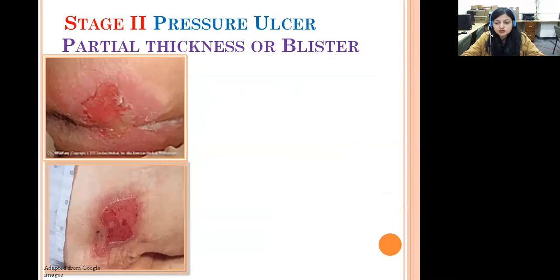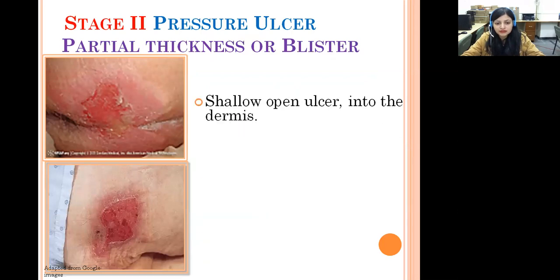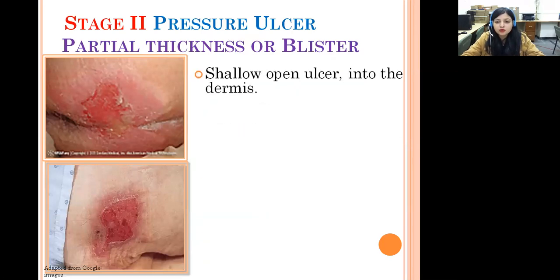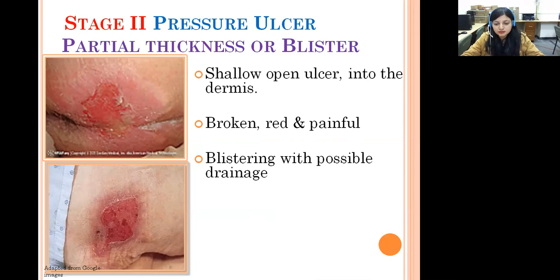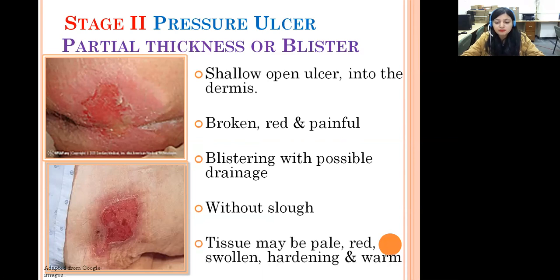In stage 2 pressure ulcer, it's partial thickness or blister, where there is a shallow open ulcer into the dermis. It may be broken, red and painful, blistering with possible drainage, without slough, which means that there is no dead tissue, or the tissue may be pale, red, swollen, hardening, and warm.